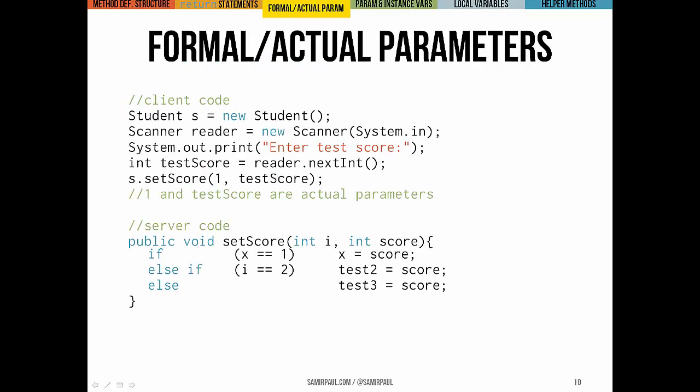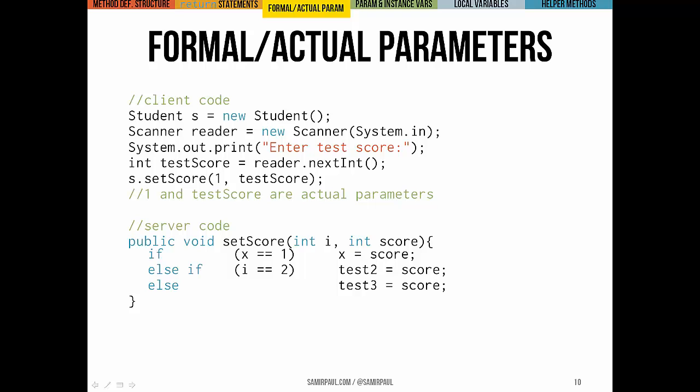Okay, so if we're defining and later calling methods, it might be helpful to properly distinguish between how we name parameters in our server-side code compared to our client code. Parameters that we list in a method's definition, those we typically call formal parameters, and values that we pass to a method when we call it, those we typically call either arguments or actual parameters. So that's formal versus actual parameters.